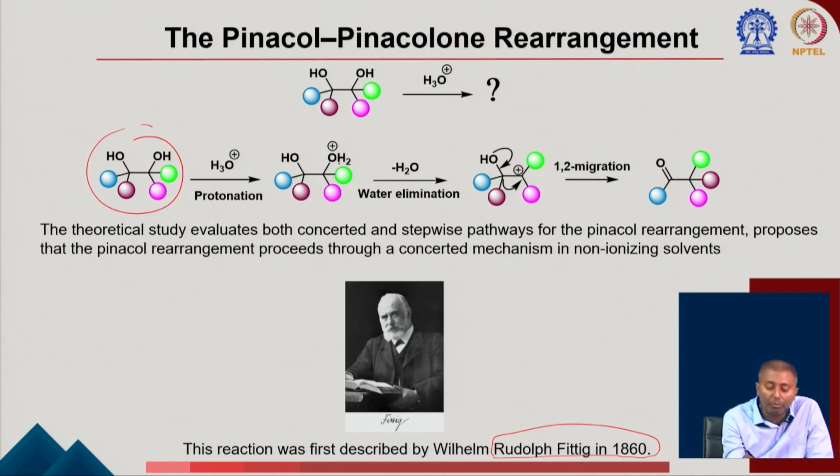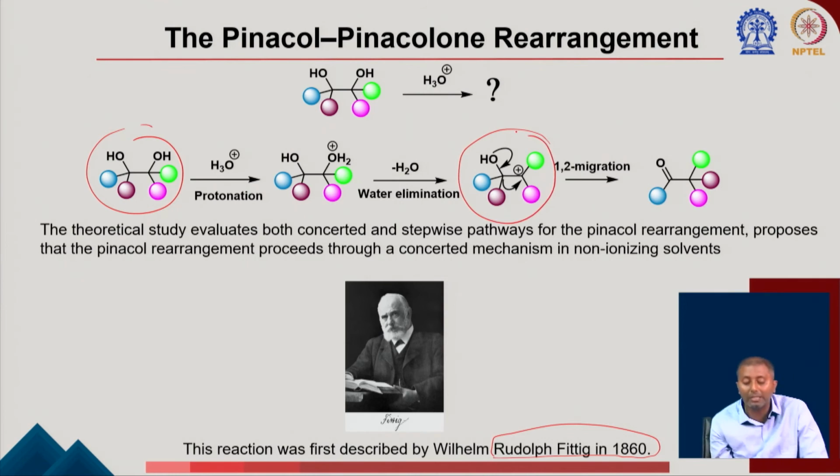It is going to protonate one of the alcohols, and then after water elimination it will generate this carbocation. Now you can think about this 1,2 shift which you have learned in the Wagner-Meerwein rearrangement. So you will see there will be a 1,2 shift going to happen which is going to make the corresponding ketone. So what is happening?